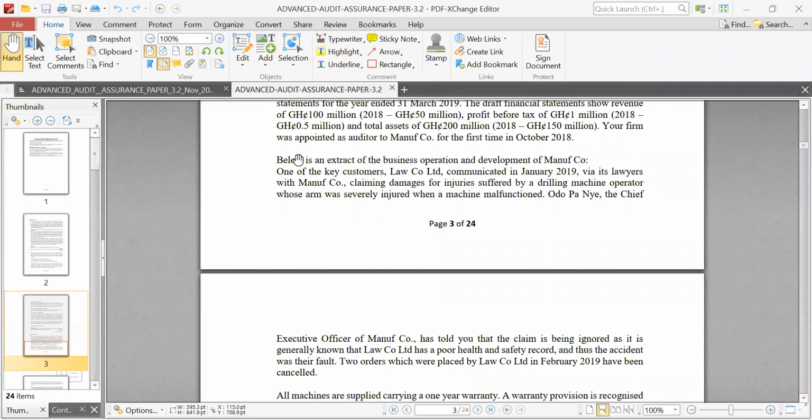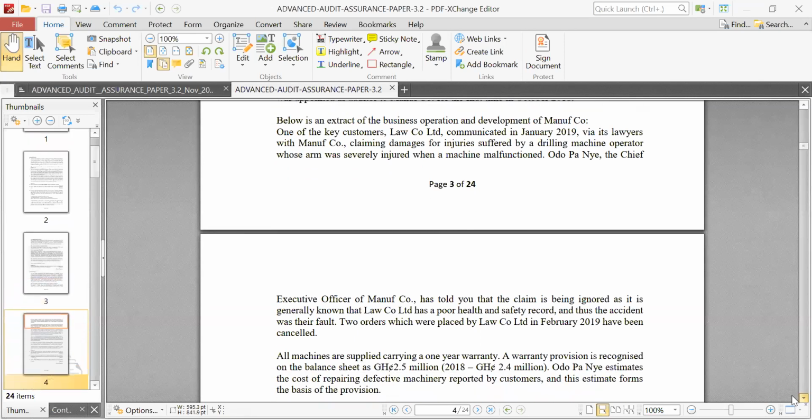Odopanye, the chief executive officer of Manuf Co., has told you that the claim is being ignored, as it is generally known that Law Co. Limited has a poor health and safety record, and thus the accident was their fault. Two orders which were placed by Law Co. Limited in January 2019 have been cancelled. Yeah, okay.